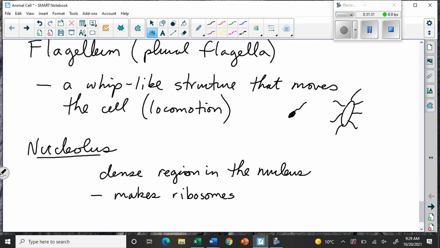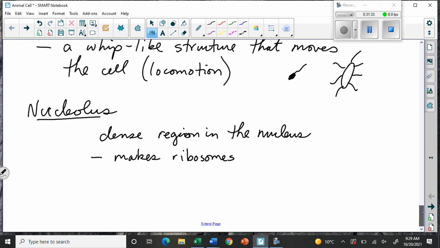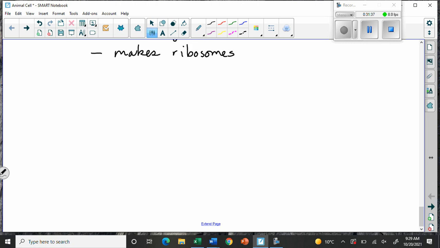All right. The other one, I think, that we had on our picture, we had centrioles. The 2 centrioles.